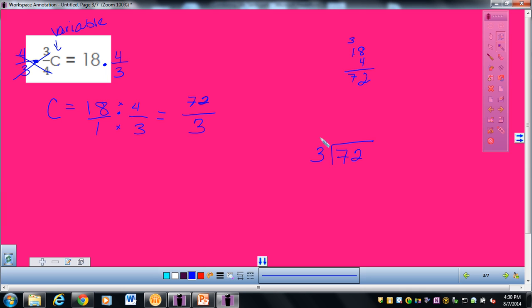Is 72 divisible by 3? Well, 3 goes into 7 twice. 2 times 3 is 6. I'm going to subtract that, and I have 1 left over. I bring down my 2. 3 goes into 12 4 times. 4 times 3 is 12, which gives me 0, which means that this is divisible. So we can break that down to 24 that I got right here. So now we know that C equals 24, and that's how we get rid of that fraction next to the variable. We'll do more of these in class, and we'll practice a lot. So don't be worried if you don't get it right now.